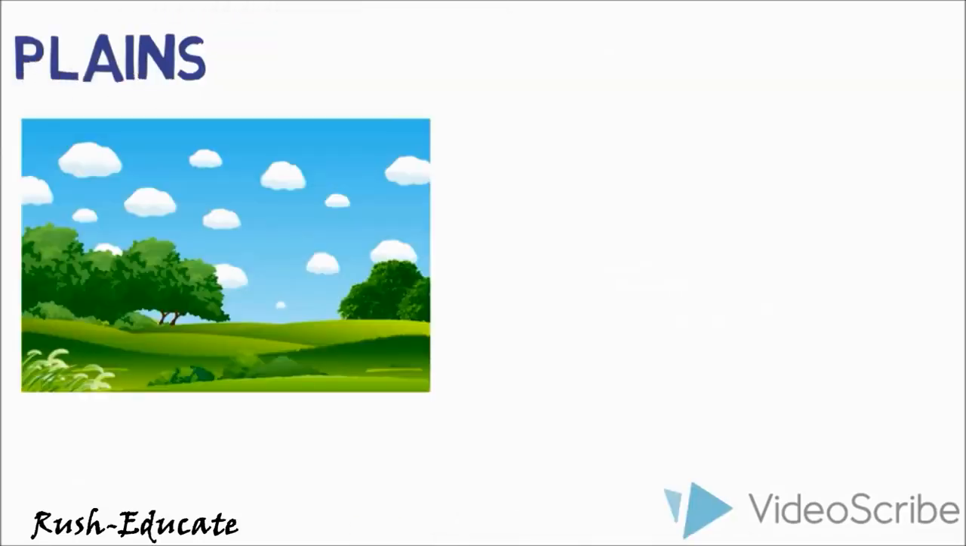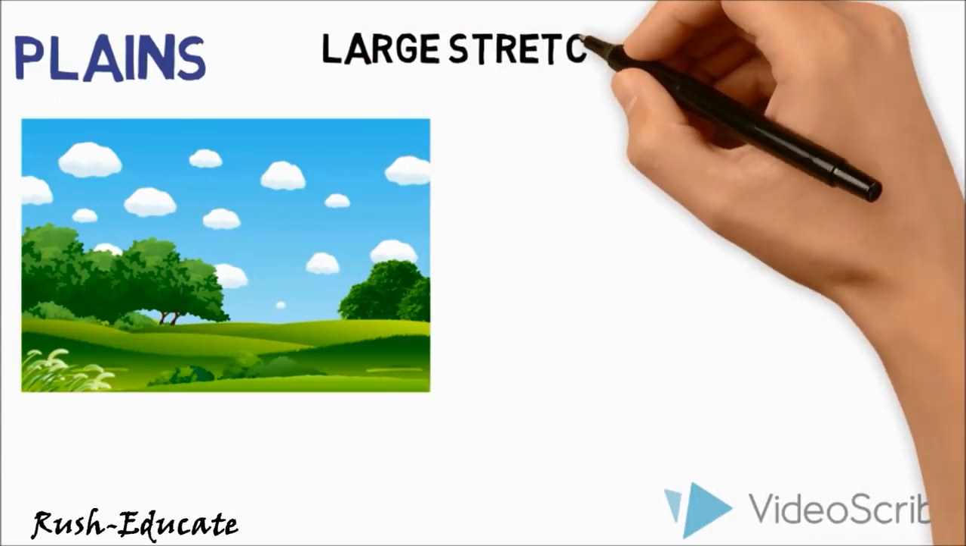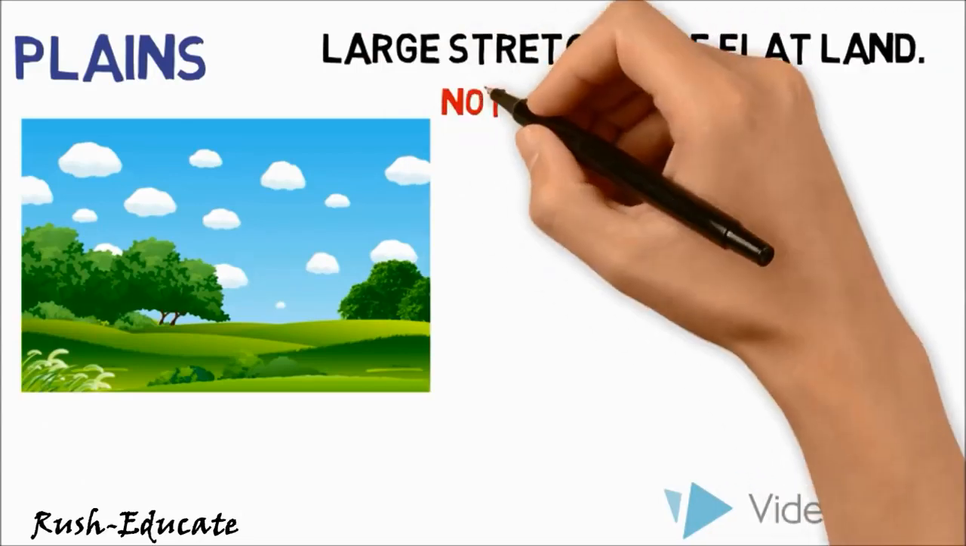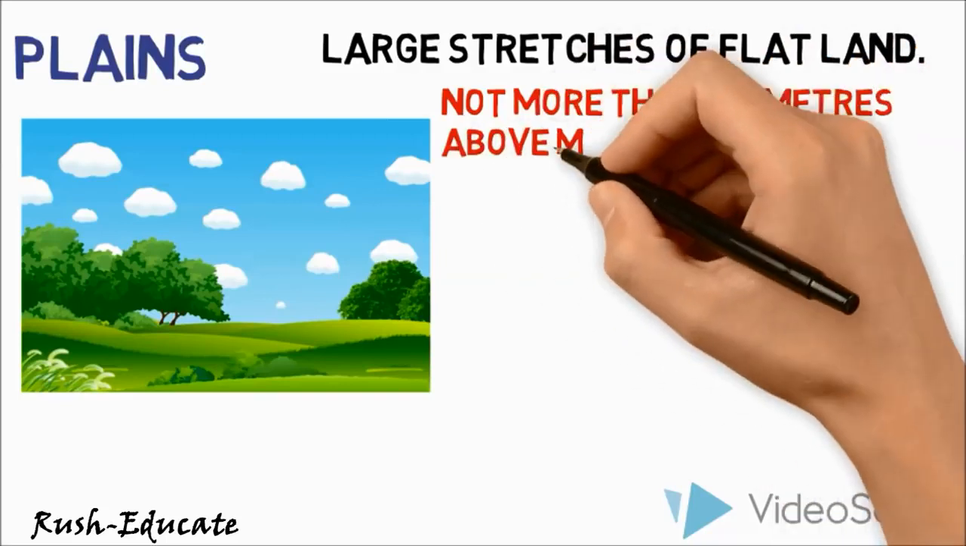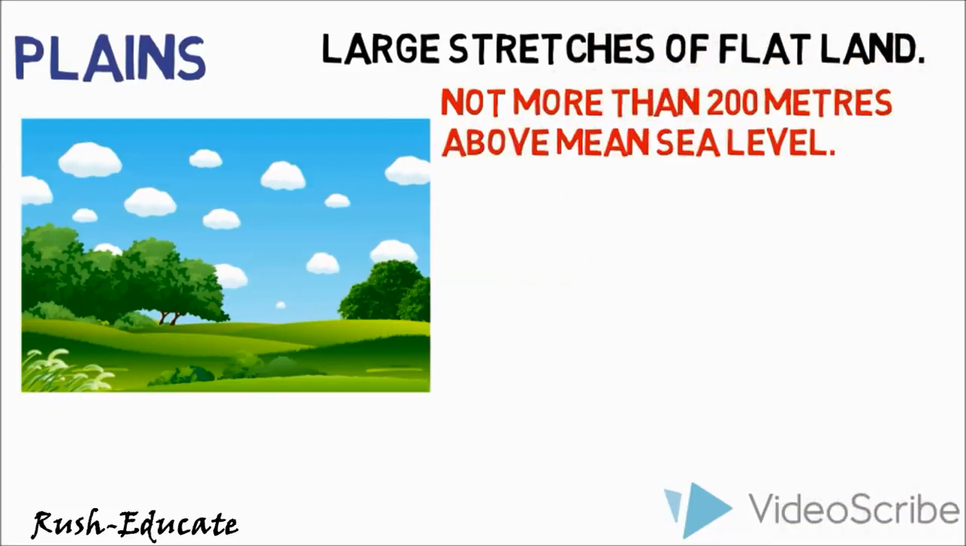Plains are large stretches of flat land. They are, generally, not more than 200 meters above the mean sea level. Some plains are extremely level. Others may be slightly rolling and undulating. Most of the plains are formed by rivers and their tributaries. The rivers flow down the slopes of mountains and erode them. They carry forward the eroded material.